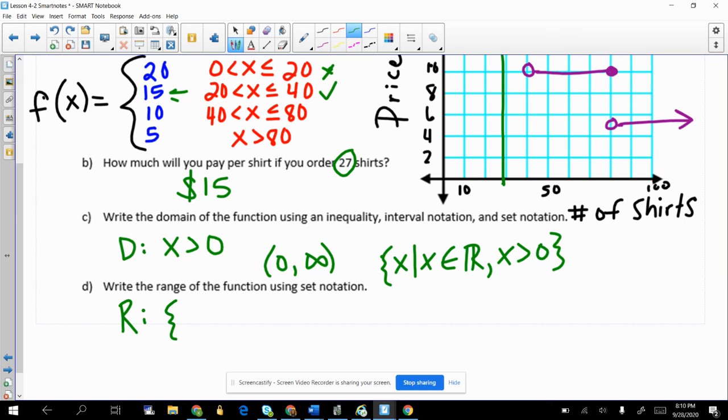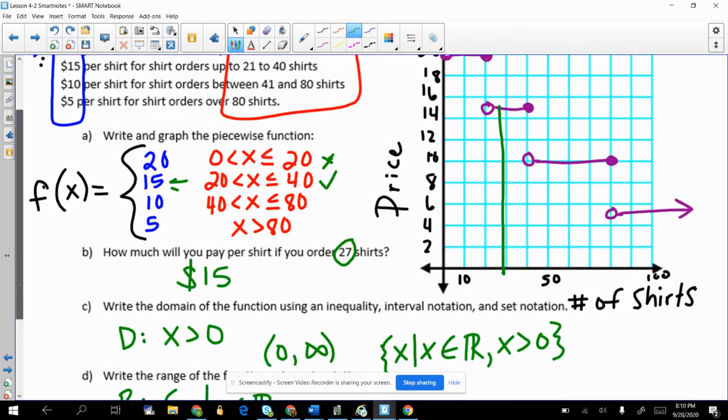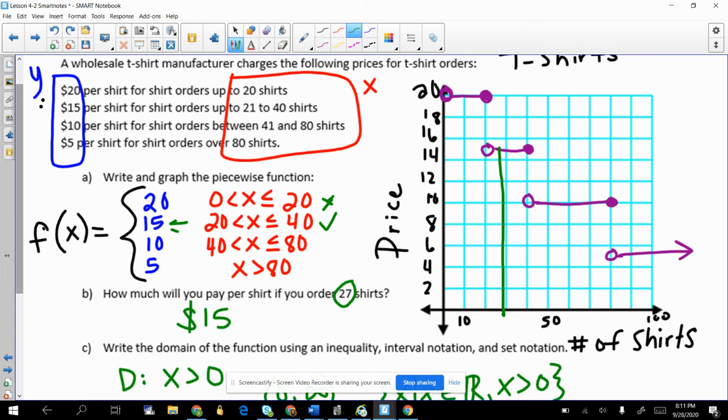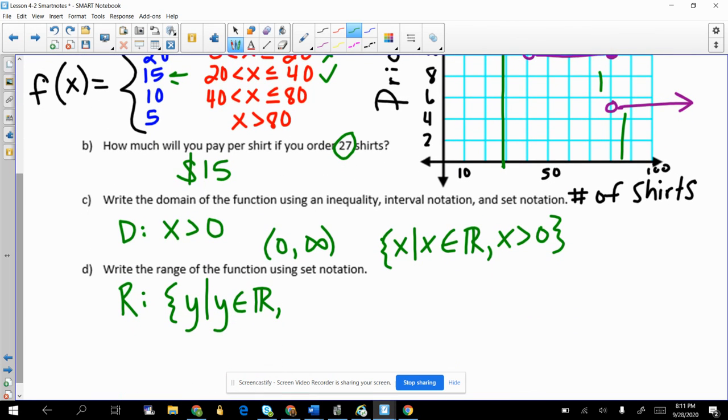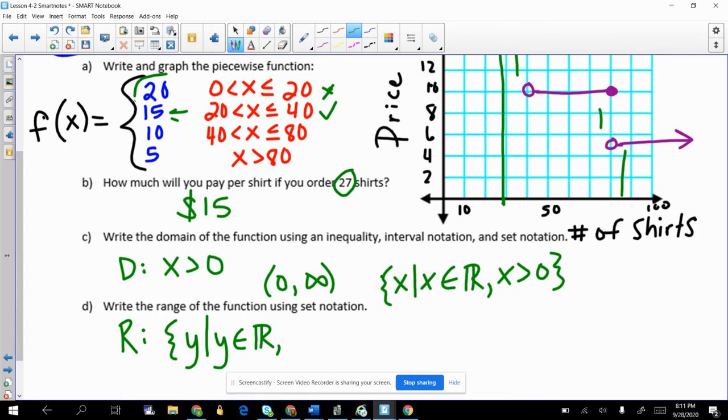Okay, so remember, it should start out y such that y is an element of all real numbers, comma. Now this one, the range is a little bit weird, because think about this, we're talking about horizontal lines, right? So there's all this space in between, okay? Here and here and here and here. So all you can really say for this is that the range is equal to all of those numbers that were our range, right?